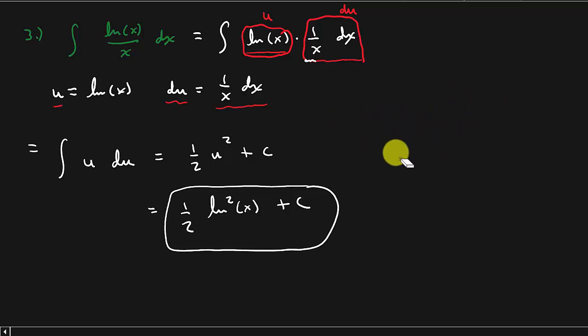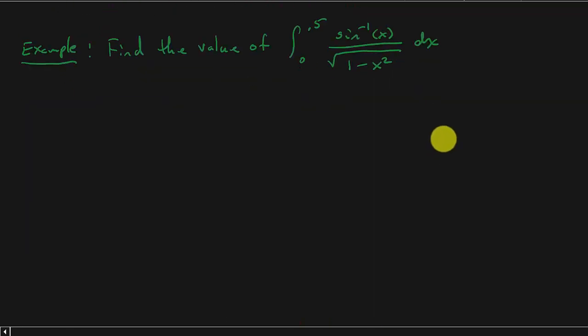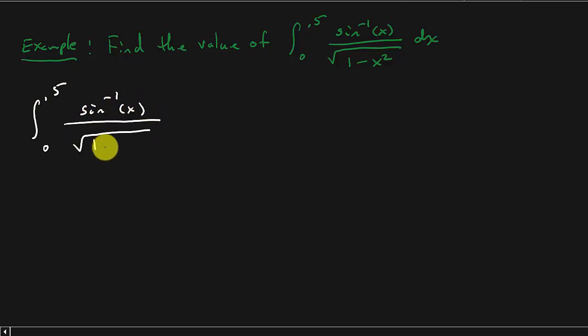All right, moving right along to the next one. I think we only have like 2 more problems to work, so just hang in there. We're almost done. All right, find the value of this. All right, so let's just write the problem down. Integral from 0 to 0.5 of inverse sine x over the square root of 1 minus x squared dx.